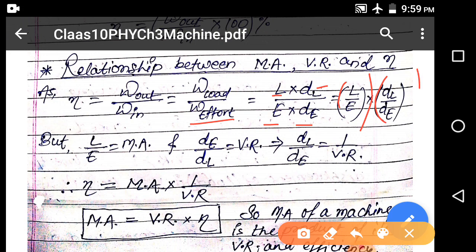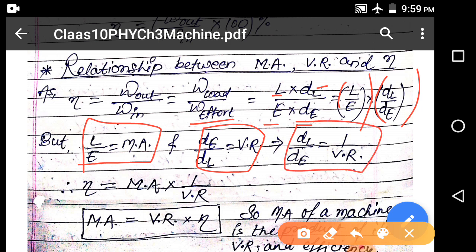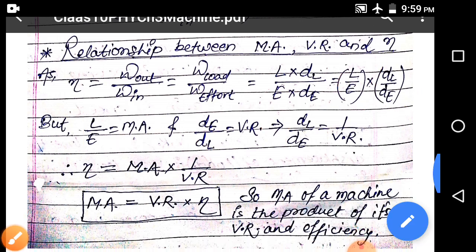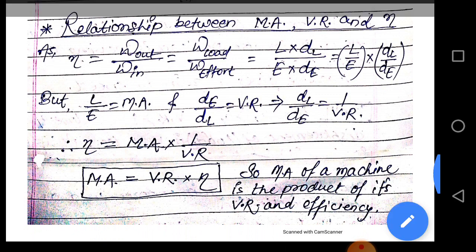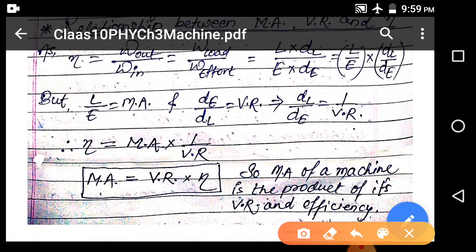So here L by E means mechanical advantage, and dE by dl is actually the velocity ratio, that's why dl by dE is the reciprocal of the velocity ratio. And finally eta equal to mechanical advantage into 1 by VR. So we get the final relation: mechanical advantage is equal to velocity ratio into eta. So mechanical advantage is the product of velocity ratio and the efficiency.